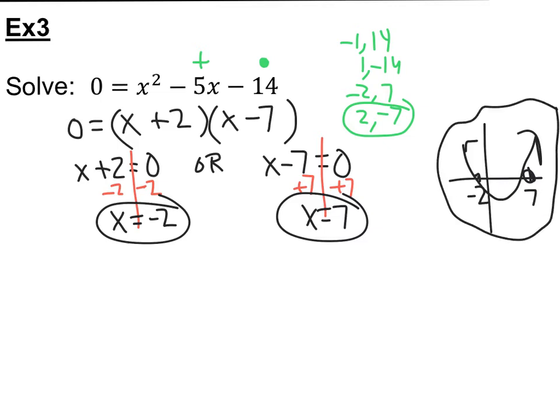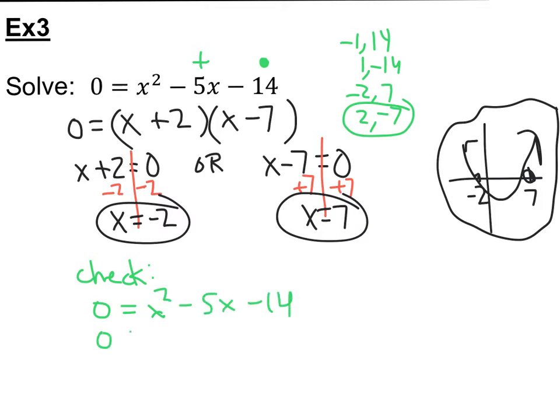Let's do a check. So write out the word check. Again, make sure you circle your answers. The answers are x equals -2 and x equals 7. Those are the x values where our equation will equal 0. So our check, rewrite 0 equals the original equation, x squared minus 5x minus 14.